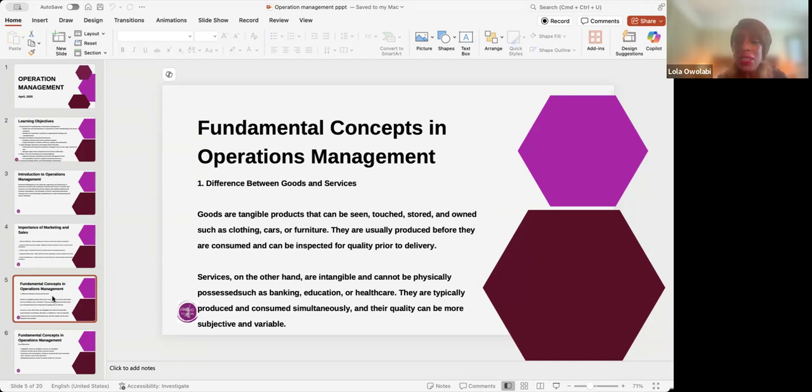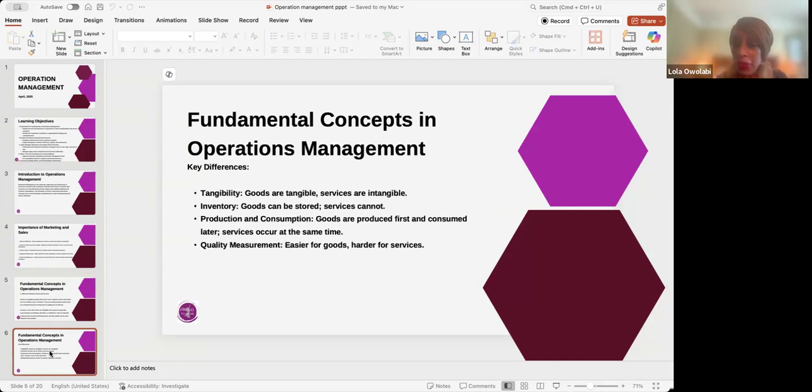And then you have services, which are intangible. You can't touch services, such as banking, education, healthcare, etc. They are typically produced and consumed simultaneously, and their quality can be both subjective and variable. So let's continue with the key differences. Goods are tangible and services are intangible. If you have goods that are tangible, that means you have inventory.